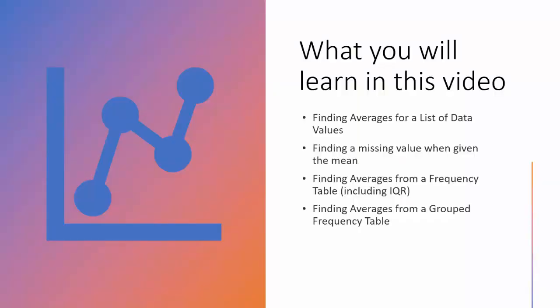So in this video you will learn how to find the averages from a list of data values, finding a missing value when you are given the mean from a list of data, finding the average from a frequency table including IQR, which stands for interquartile range. And also we'll be looking at finding averages from a grouped frequency table, and we'll be looking at discrete and continuous data for this.